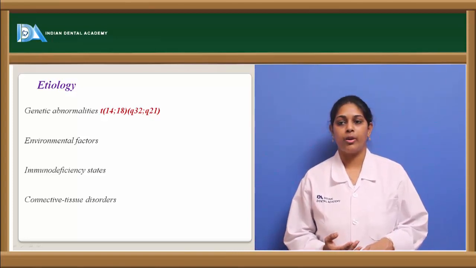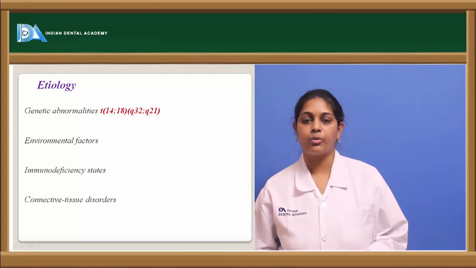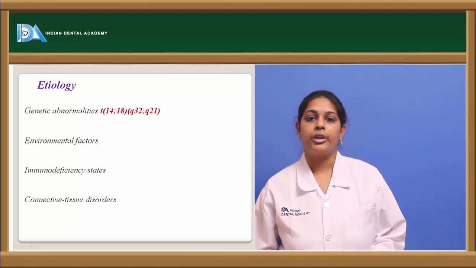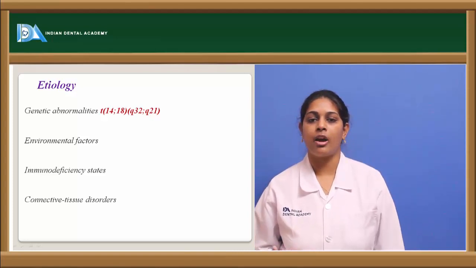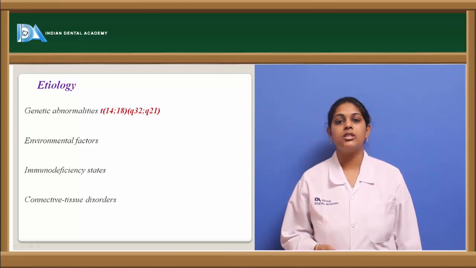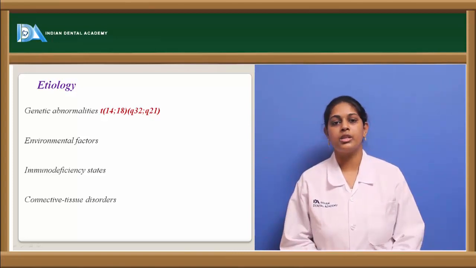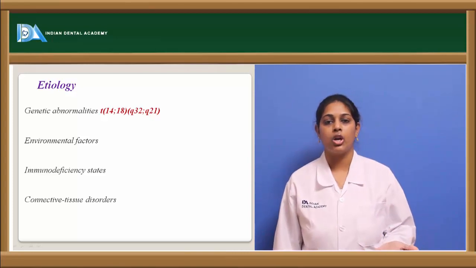Coming to the next disorders, they have observed that even patients suffering from connective tissue disorders like rheumatoid arthritis or systemic lupus erythematosus, these conditions have also been associated with non-Hodgkin's lymphoma. So based on this, connective tissue disorder has also been considered as one of the etiological agents for development of non-Hodgkin's lymphoma.